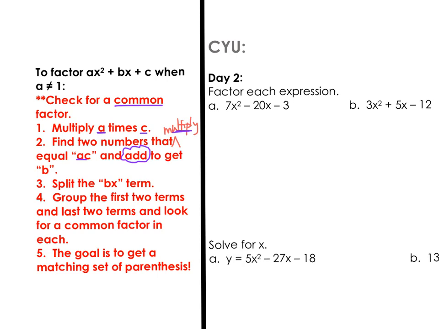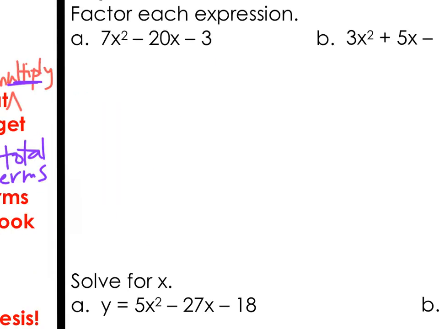Once you find those two numbers, I'll show you how to actually split the bx term, and now instead of 3 terms, you're going to have 4 total terms in your expression. And I'll show you what that looks like. We'll group the first 2 terms in a parenthesis and then the last 2 terms. Looking at them individually, now we should hopefully be able to get a common factor, even if we didn't get one up at the very top. Our goal is to find a set of parentheses that match. I know that sounds kind of complicated, so let's look at a couple of examples to see if we can put this to the test.